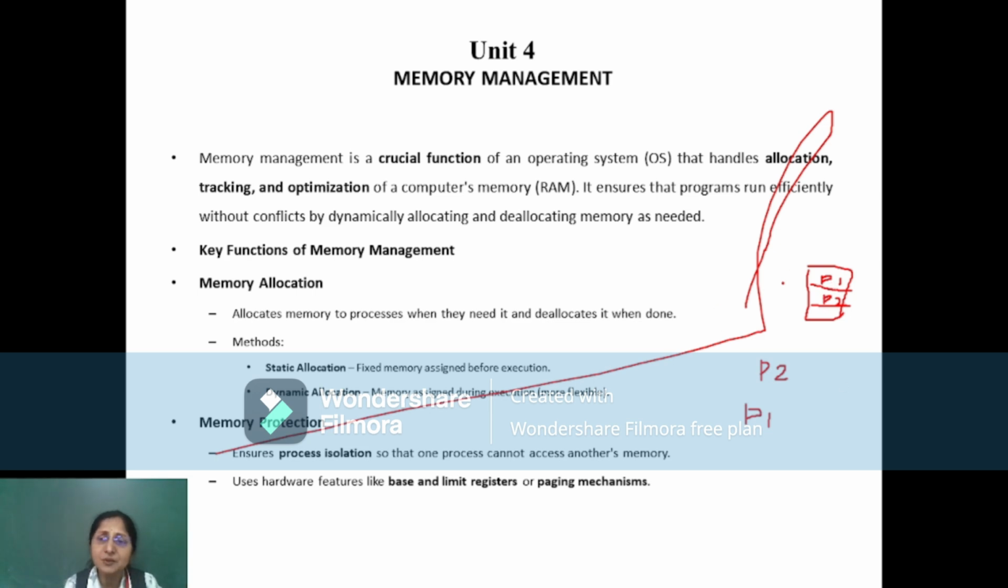Okay. Now how is it possible? How can P1 understand that this is the boundary of P1 and it cannot cross this boundary and go to P2? That can be done with the help of hardware support, and the hardware support is known as base and limit register. So we are going to see this in detail afterwards in the coming units. One way is taking the hardware support, the other way is using the paging mechanism. Now paging is a concept which is used in virtual memory.